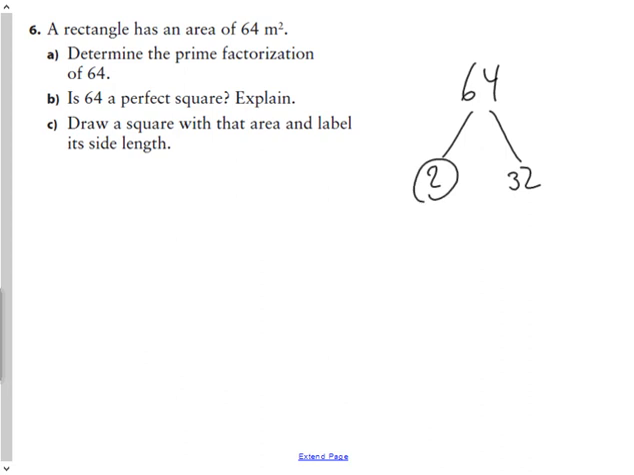Did anyone here go 2 and 32? Or did everyone go 8 and 8? Everybody went 8 and 8? You went 2 and 32? Okay. So I'm going to go 2 and 32 only because it adds a little bit more suspense when we figure out if it's a perfect square.